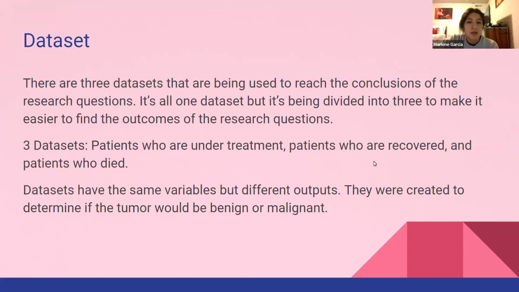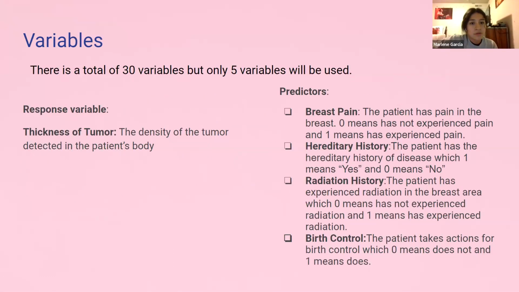So the data set that I chose was from Kaggle, and I was able to get into 3 sub-data sets, which would be the undertreatment patients, who are recovered, and patients who have died. This is all just one whole data set, but it's divided into 3 subsections. They have the same variables but different outputs, and they were created to determine if the tumor would be benign or malignant. There are a total of 30 variables, but only 5 variables will be used.